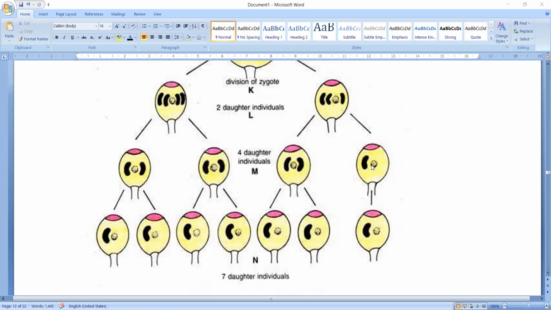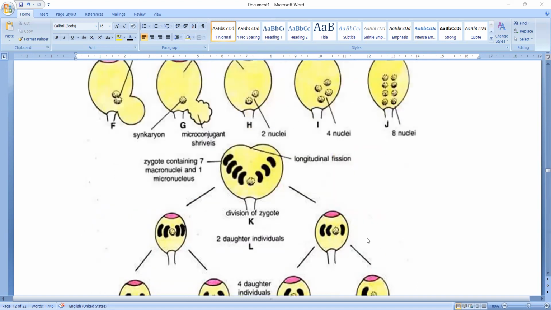So here only 1 micro and another macro nuclei remain. Again they are divided to form 2 verticilla. So all these 6 offspring are almost similar. And here there is no division in this stage.